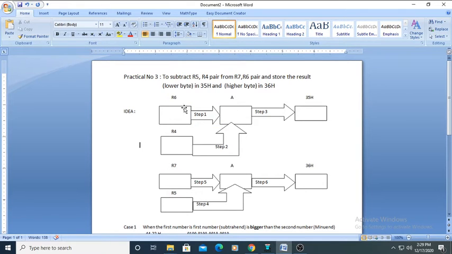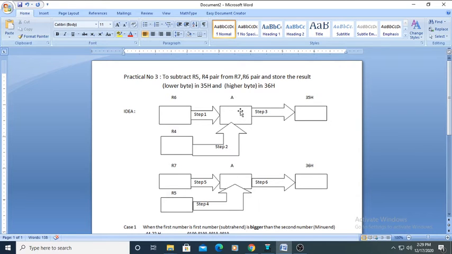We cannot subtract directly the content of one register from another register, so one of the numbers should be in the accumulator. So what should be transferred is R6. We transfer it as the first step, then we subtract it. Then after that, to do the next one, we have to clear the accumulator.